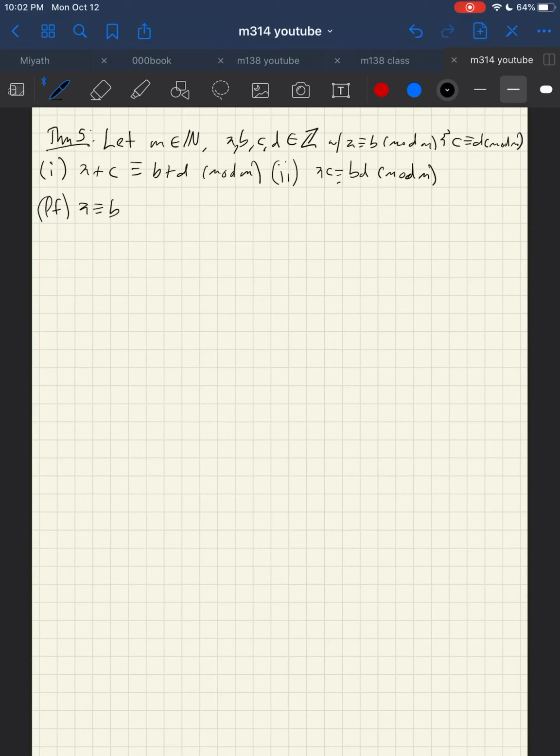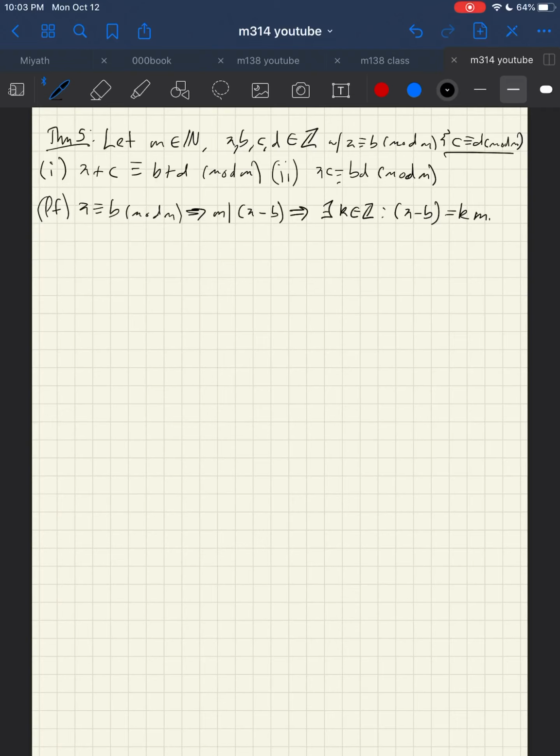So a congruent to b mod m means that m divides the quantity a minus b. It also means it divides the quantity b minus a. Either way is fine. We're just going to write it how we see fit. But m divides a quantity means that quantity, a minus b in this case, can be written as an integer times m. So there exists an integer k such that a minus b equals km.